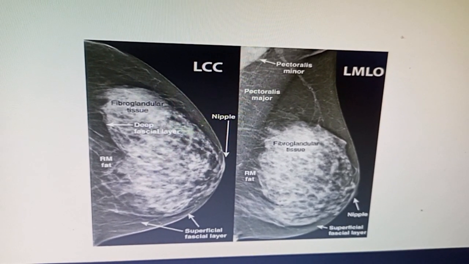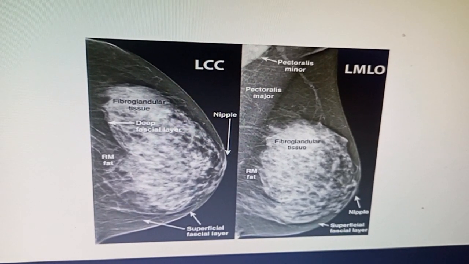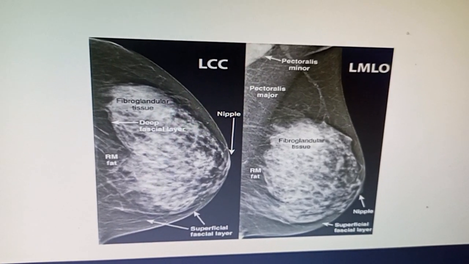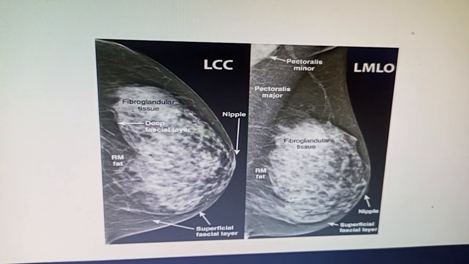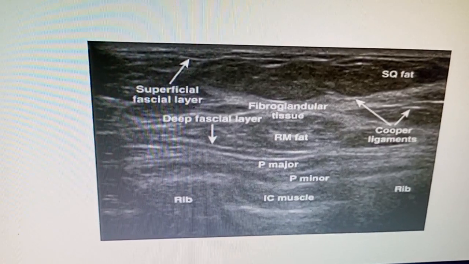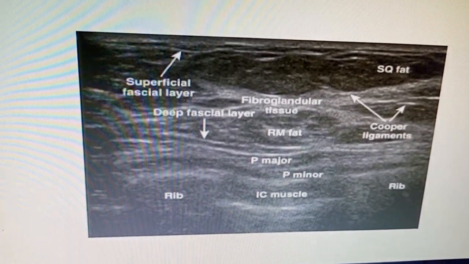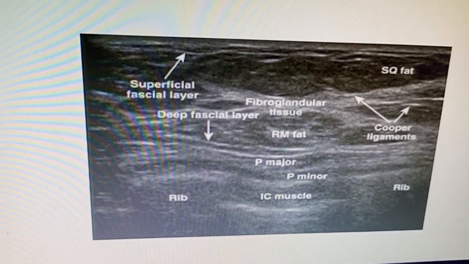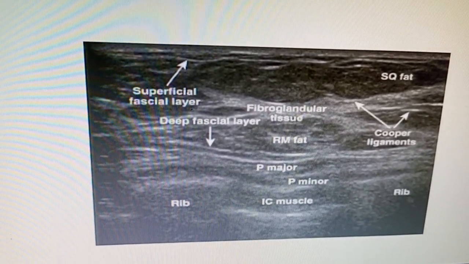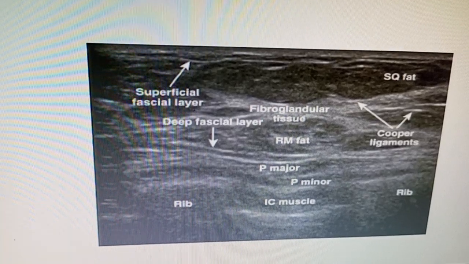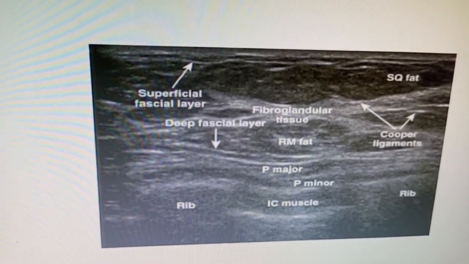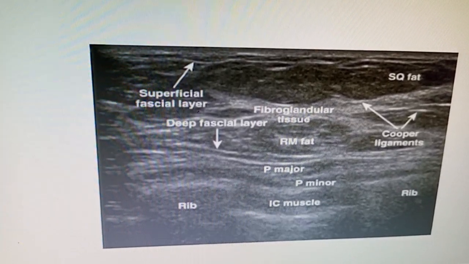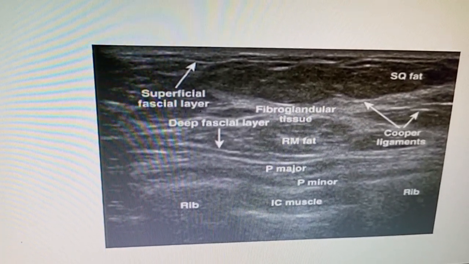The rest is categorized on the basis of how much fibroglandular tissue or fat is present in the mammogram or ultrasound of the breast. This is the normal image of the ultrasound of the breast. First of all, there is skin, subcutaneous tissue, and there is subcutaneous fat, the fibroglandular tissue, retromammary fat, then pectoralis major, minor muscle, and intercostal muscle are shown.